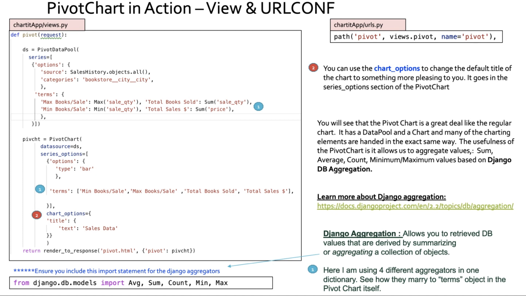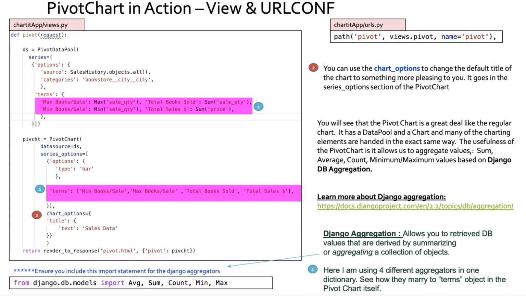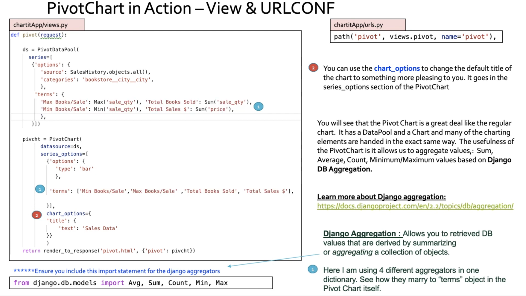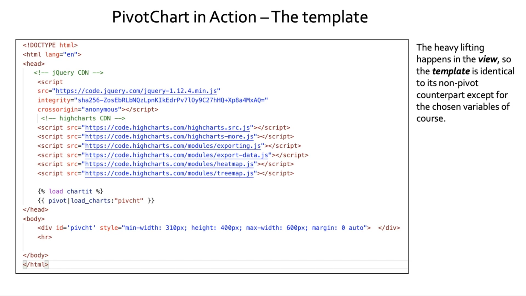So here, if you look at number 1, I'm using 4 different aggregators in one dictionary. See how they marry to the terms object in the pivot chart itself. That's the key here. For number 2, I'm just pointing out that you can use the chart options to change the default title of the chart to do something more pleasing for you. It goes into the series underscore options sections of the pivot chart. And I'm going to talk about, before we end today, all the different ways we can modify the look and feel of the chart. And here, of course, is our template for our pivot chart. And since most of the heavy lifting is done in the view, this template's going to look nearly identical to its chart counterpart, except for the chosen variables, of course.